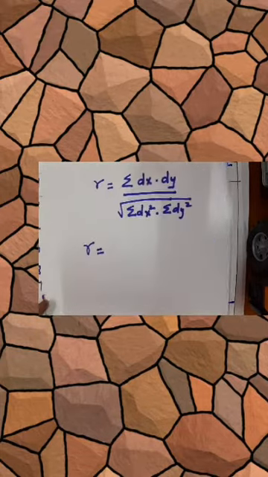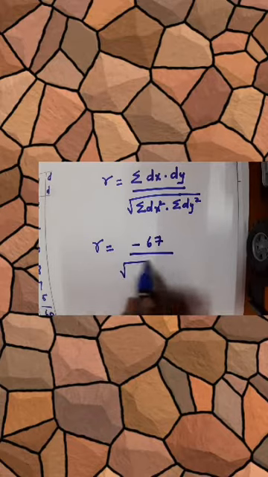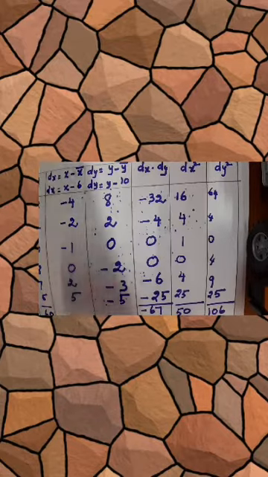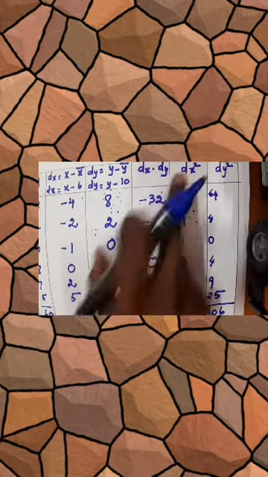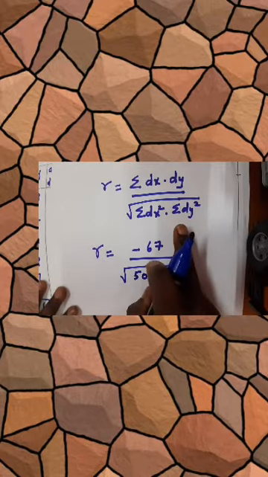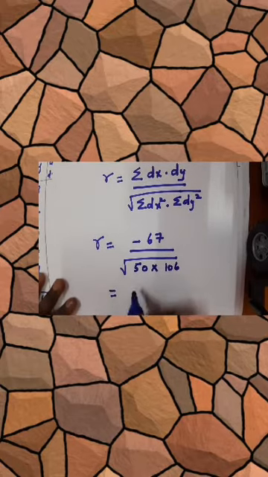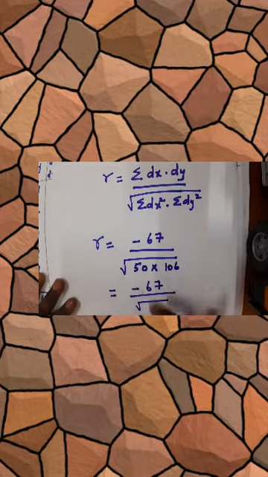Correct? So I'm just going to substitute here. Negative 67 divided by square root of, what is summation of dx square we got? Summation of dx square, this column, we got it as 50. And then what is summation of dy square total? We got 106. So summation of dx square is 50 times summation of dy square 106. So which is equal to minus 67 divided by square root of 50 into 106.